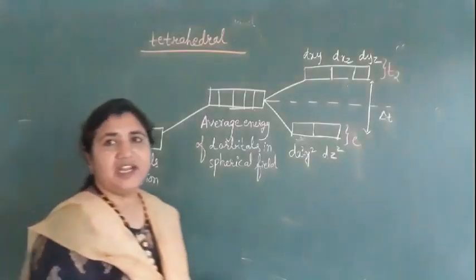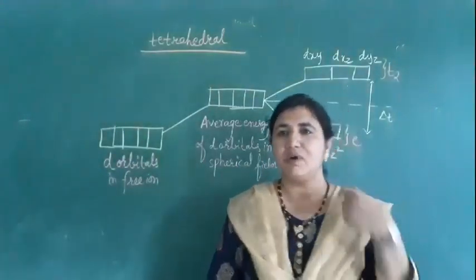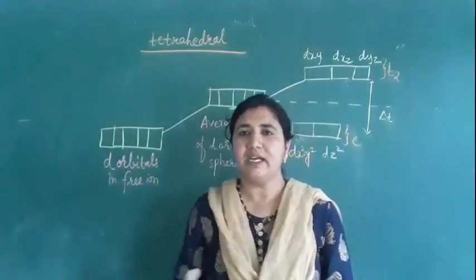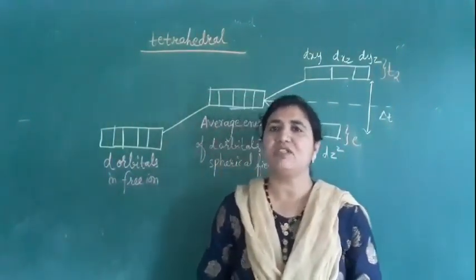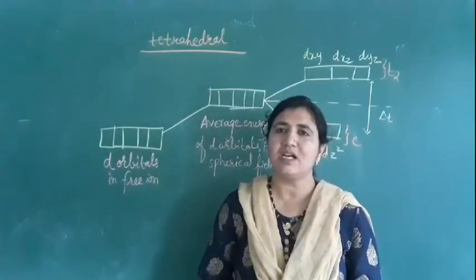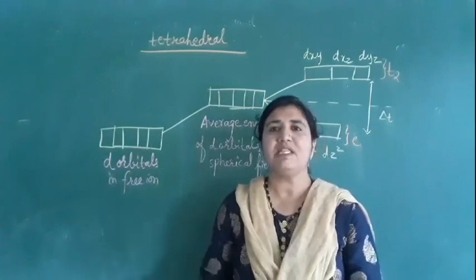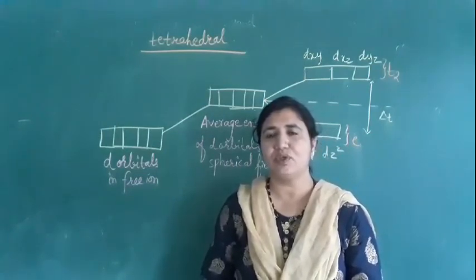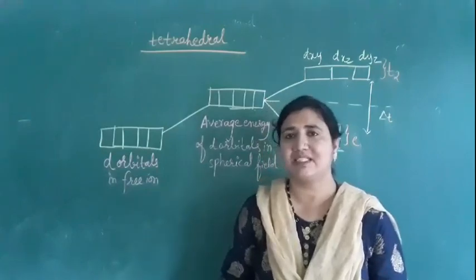So for tetrahedral also, we have seen about octahedral case, crystal field splitting in octahedral. In tetrahedral case it will be reverse of octahedral. In tetrahedral the ligands are approaching in between the axis. In tetrahedral case the ligands approach the metal in between the axis here.